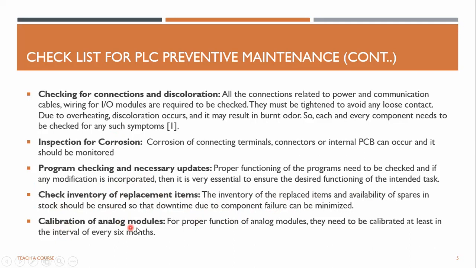And analog modules need to be calibrated at least every 6 months. Their parameters could change with environmental effects and so on. The capacitors and resistors inside the analog modules can age with time, so you have to calibrate them regularly.